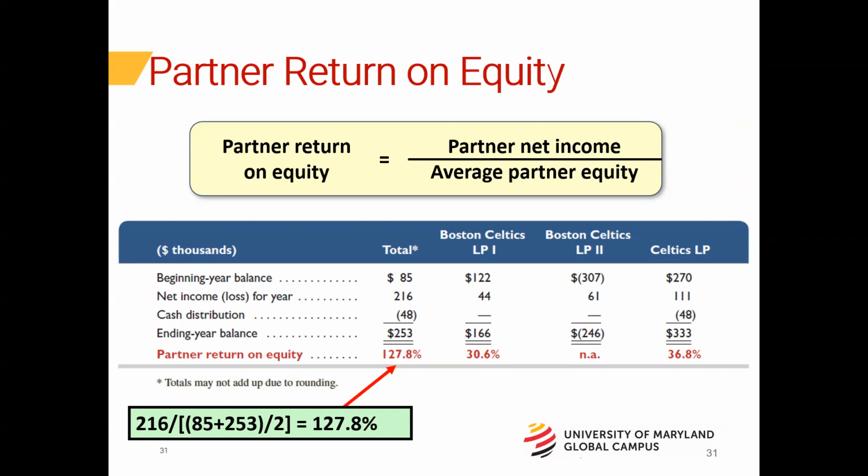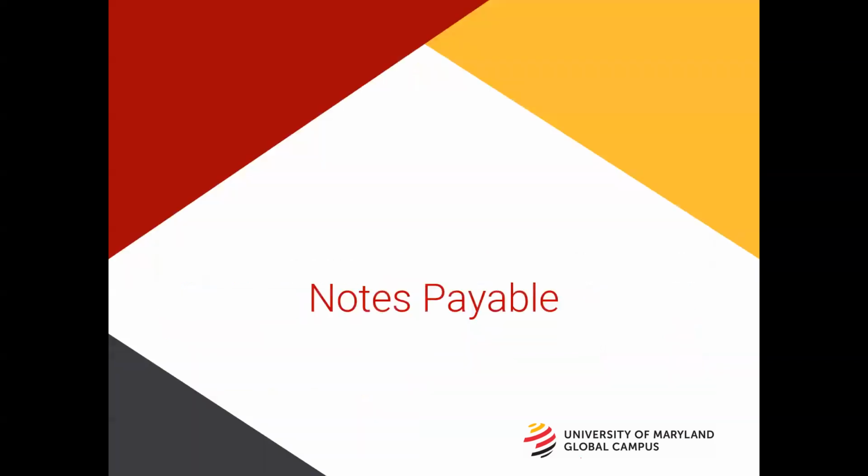Okay, sorry. So you take the income divided by the beginning of the year plus the end of the year divided by 2 to get the average. And that would give you the total percentage for the partner equity. That percentage is then broken out across the partners based off of their respective percentages. You don't have to worry too much about that one. It's just good to know.